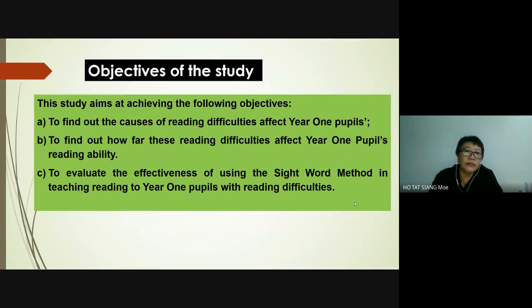Objectives of the study. What are the objectives of this study? This study aims at achieving the following objectives. The first one, to find out the causes of reading difficulties affecting Year 1 pupils. Second, to find out how far these reading difficulties affect Year 1 pupils' reading abilities. And the third objective, to evaluate the effectiveness of using the sight word method in teaching reading to Year 1 pupils with reading difficulties. These are the three objectives of my study.